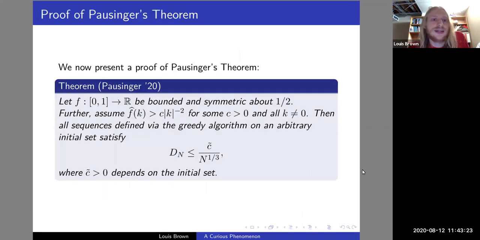Okay, so we're going to now present the proof of Pausinger's theorem. So let me just restate the theorem so we know what we're proving. We have a function f, which is bounded, symmetric about 1/2, and the Fourier coefficients are greater than c over k squared. And we're saying that all sequences defined by the greedy algorithm on an initial set satisfy that the discrepancy is at most some constant over the cube root of n.